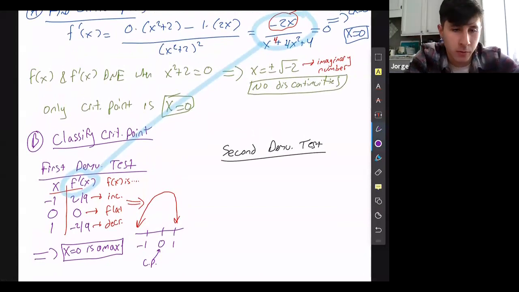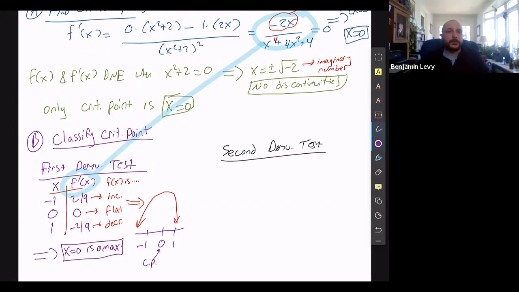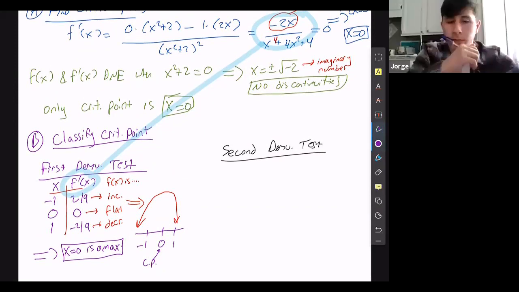So if there were more critical points, would you just make another table? So a table for each critical point. Exactly. Yeah, we need one table for each critical point. Yep. Other thoughts? Yeah, that's a good clarification.